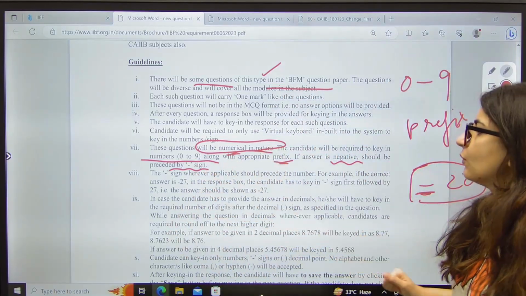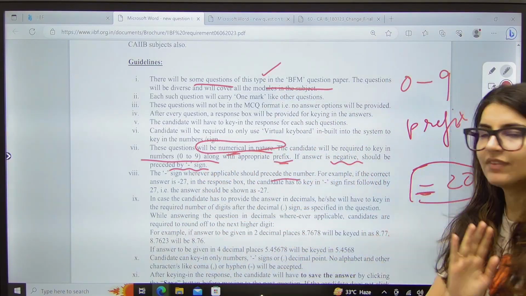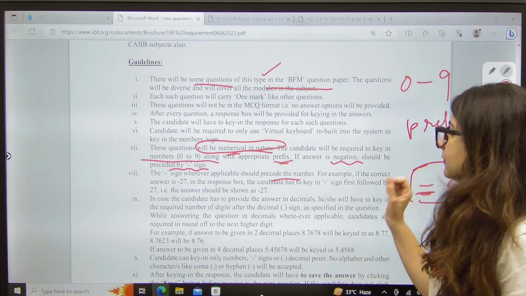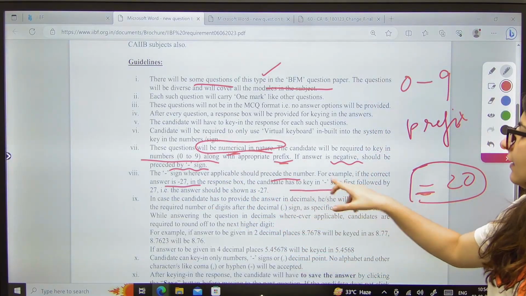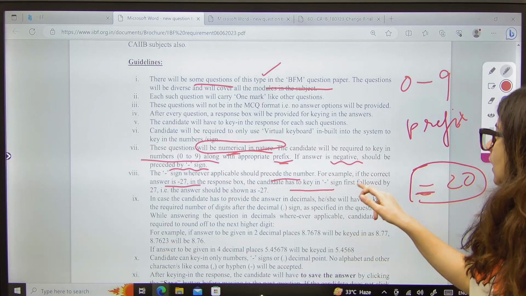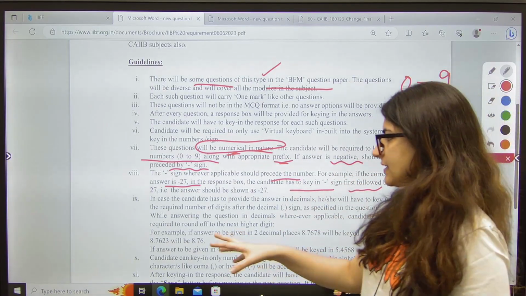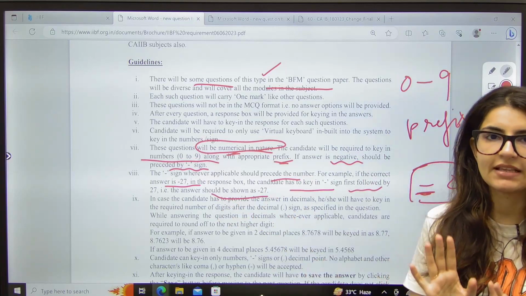The negative sign wherever applicable should precede the number. We have discussed this. For example, if the correct answer is minus 27 in the response box, the candidate has to key in the negative sign first followed by the 27 and the answer should be negative 27, minus 27.